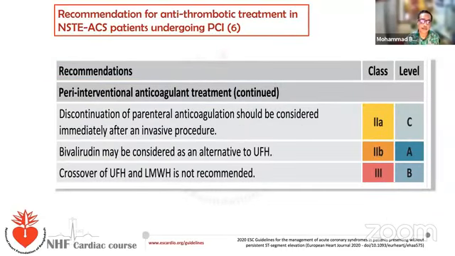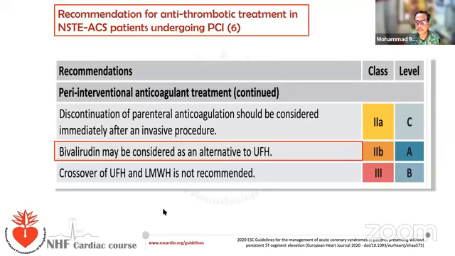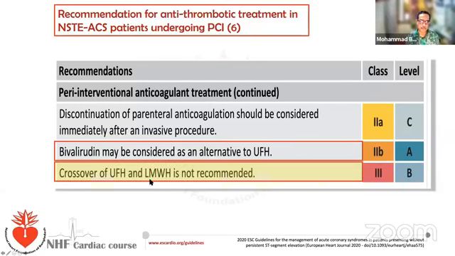You see, bivalirudin is an alternative drug, but the indication has been downgraded to 2B. And crossover of unfractionated heparin and low molecular weight heparin is not recommended. What does it mean actually? It means that if a patient is receiving a low molecular weight heparin before coming to the cath lab, this patient should not be given unfractionated heparin during PCI, except for fondaparinux. A patient receiving fondaparinux can be given unfractionated heparin, but a patient receiving enoxaparin or any other low molecular weight heparin should not be given unfractionated heparin during PCI or revascularization.